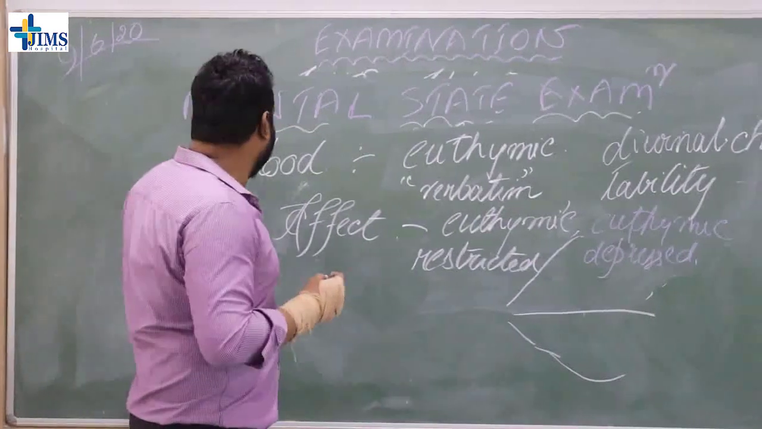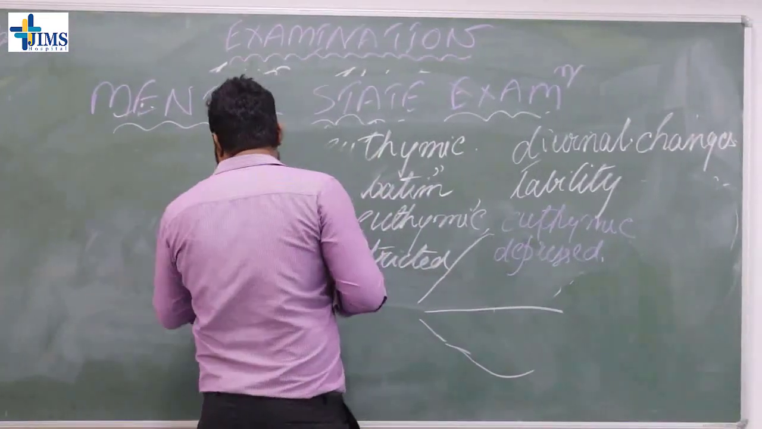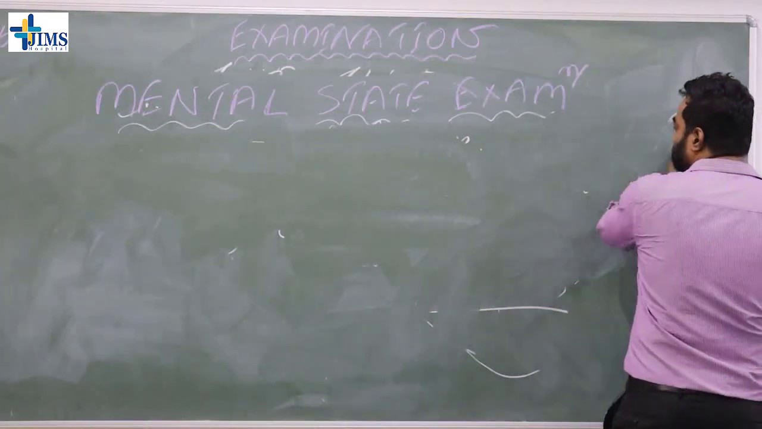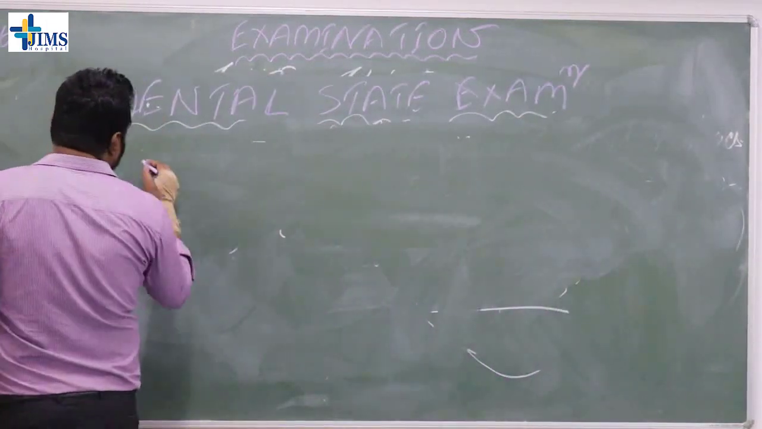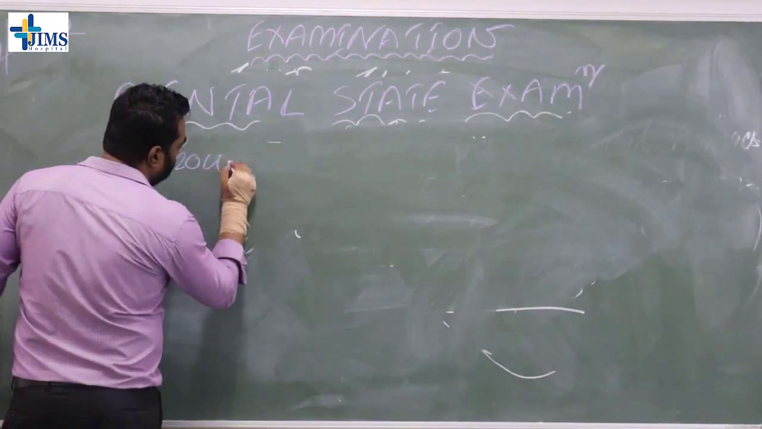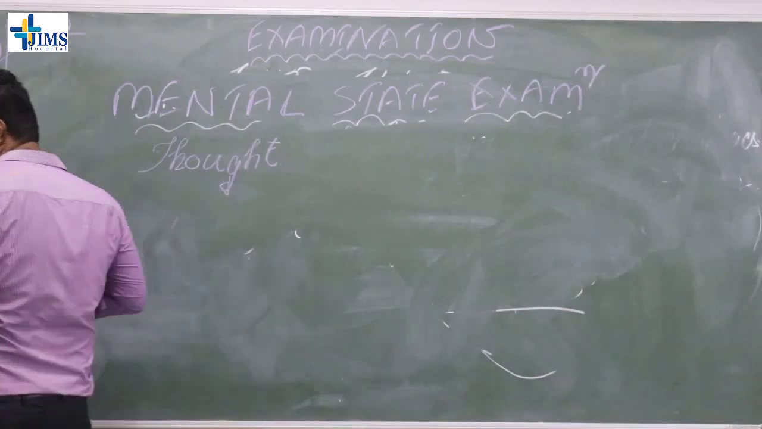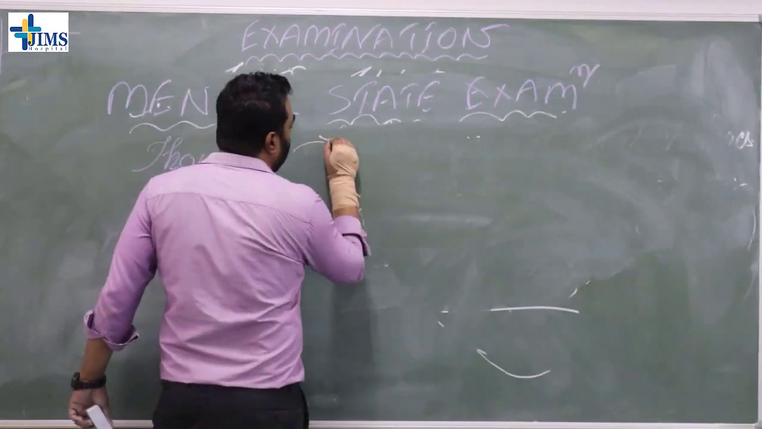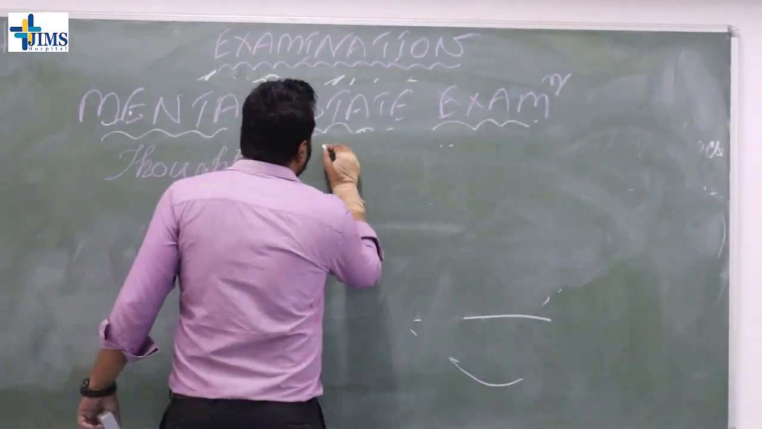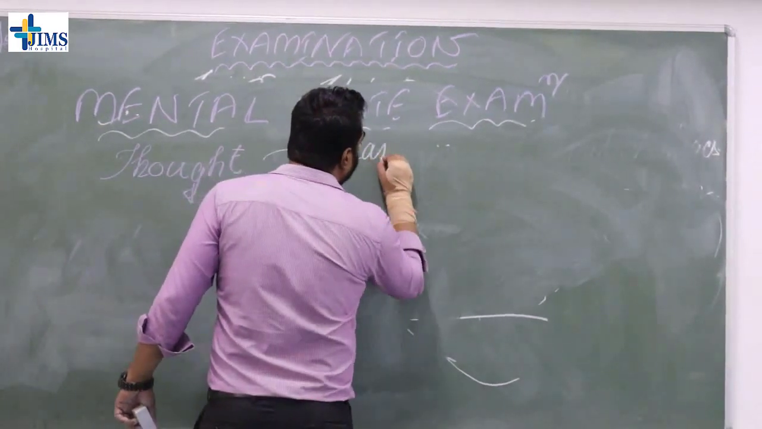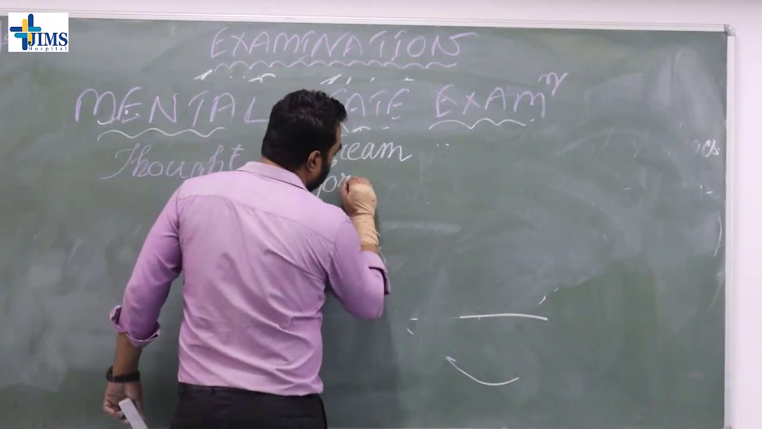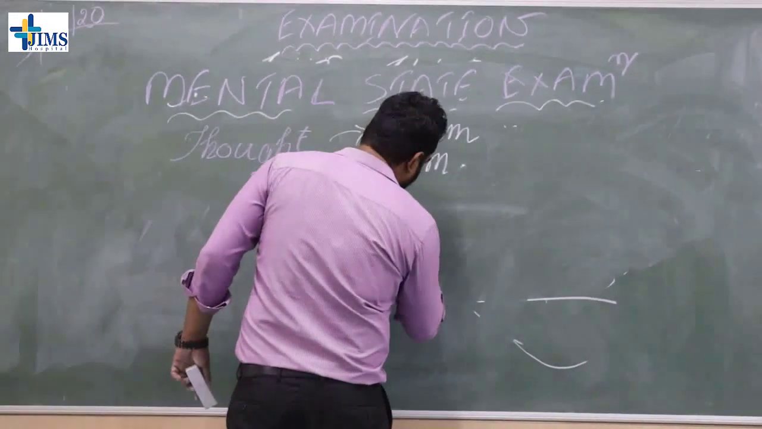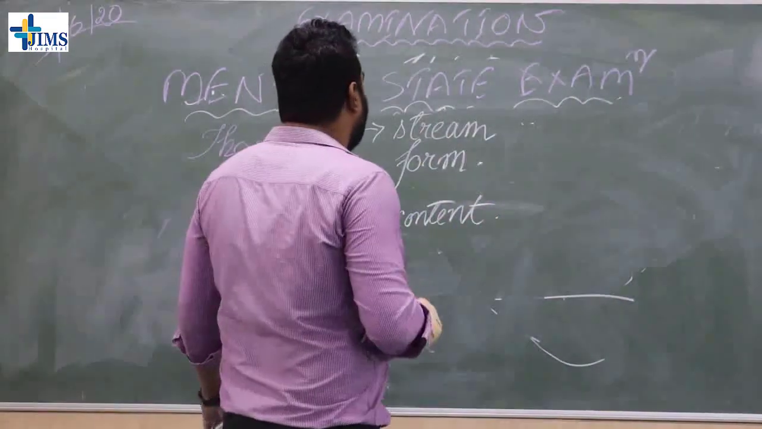Now the next thing we should ask in a patient, which today I will not talk about in detail, but later on you will have the class, that is thought. We should know the thought process of the person. Here we divide into four parts: stream of thought, form of thought, content of thought, and thought process.